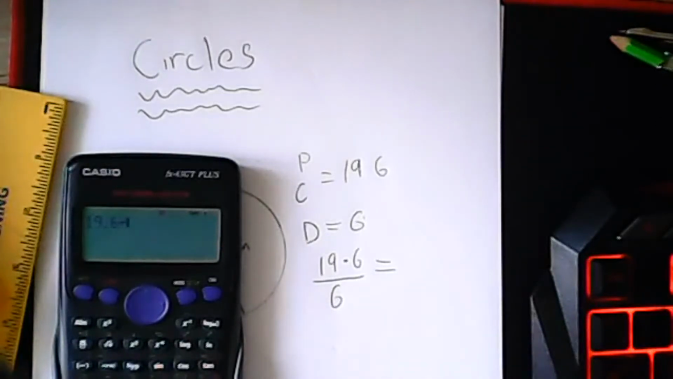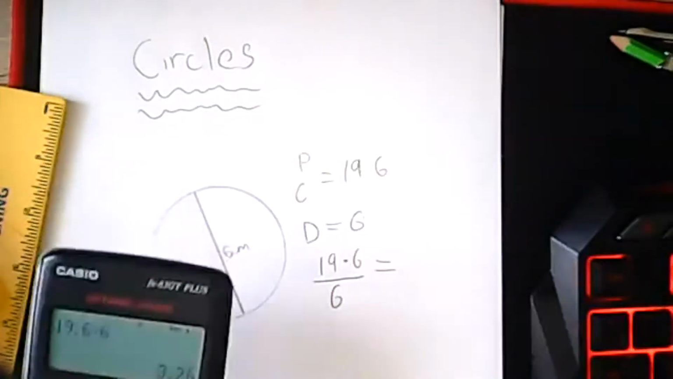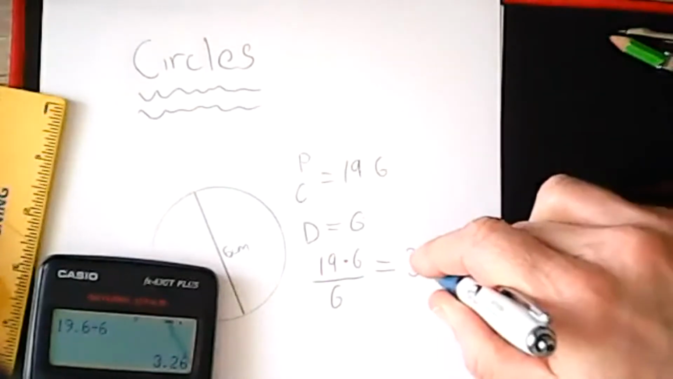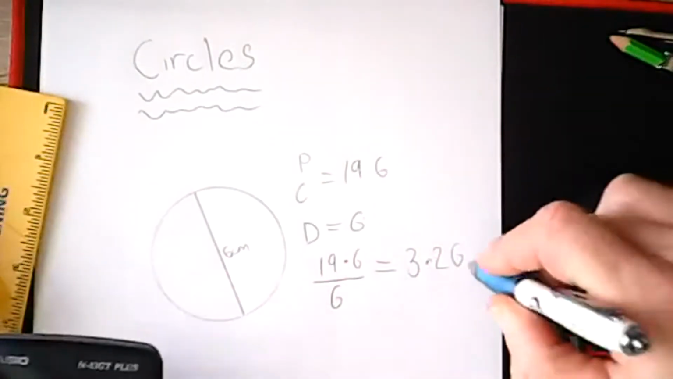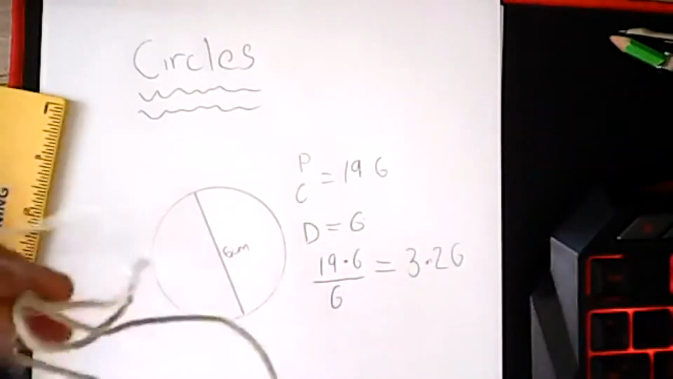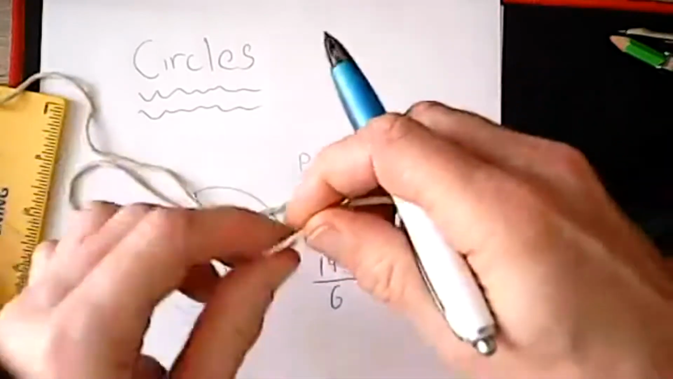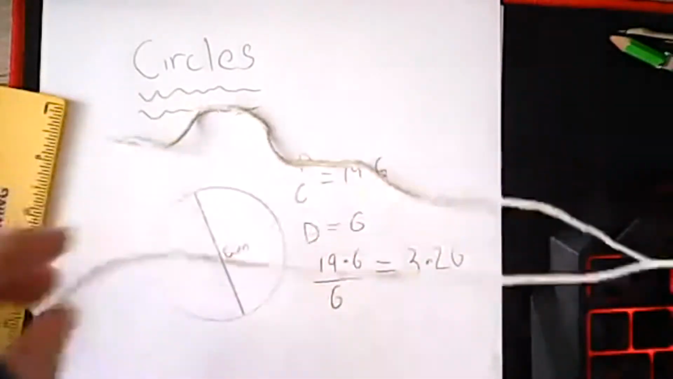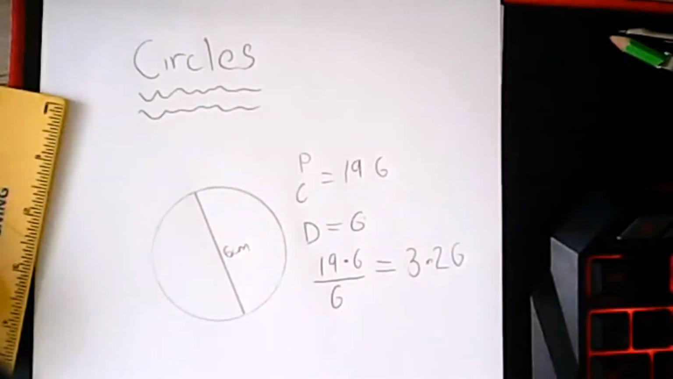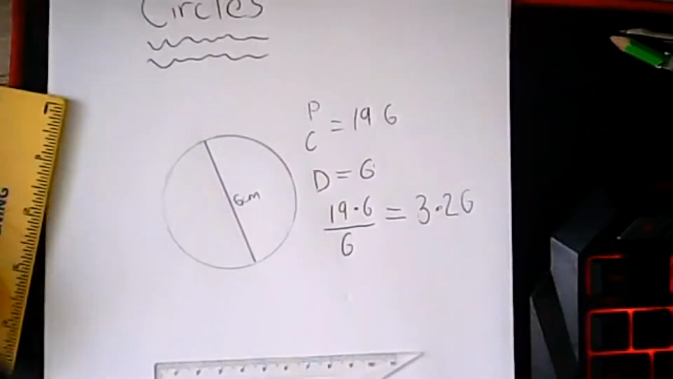So if we did 19.6 divided by 6, we get 3.26. Now we've got to remember this is only an estimate, because if we are using string, there's going to be a little bit of a wobble here and a wobble there, and I'm pinching it, but it gives us a good idea: 3.26.